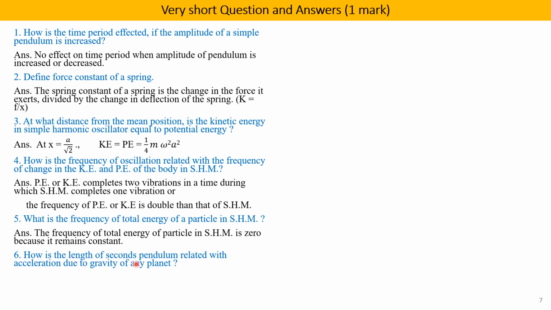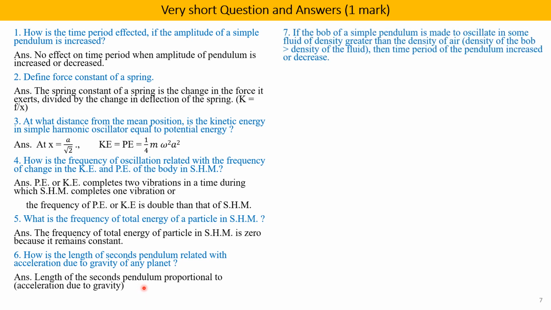How is the length of seconds pendulum related with the acceleration due to gravity of any planet? Length of seconds pendulum is proportional to the acceleration due to gravity. Please remember the formula.